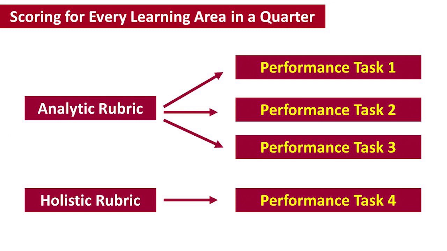To summarize the scoring, the score of the student in the analytic rubric for every subject area is equivalent to 3 performance tasks in the whole quarter. And the score of the student in the holistic rubric is equivalent to the 4th performance task in the entire quarter.